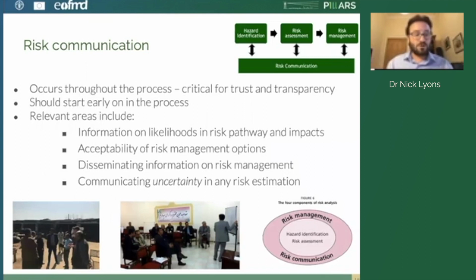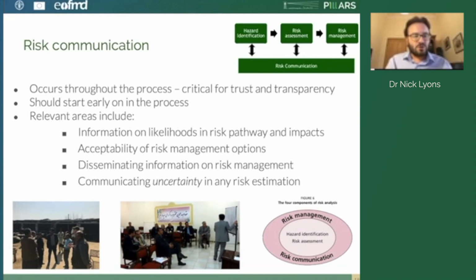Which brings me on to risk communication. So risk communication is something that is ongoing throughout the whole process, and it's critical for trust and transparency in the risk analysis approach. It needs to start early on, and relevant areas might be providing information on likelihoods of disease impact or likelihoods of risk pathways occurring, acceptability of the risk management options, and of course they have to be acceptable, or the more acceptable they are, the more likely they are that they will actually be applied. But there's also disseminating information on the risk analysis process and what the risk management measures are.